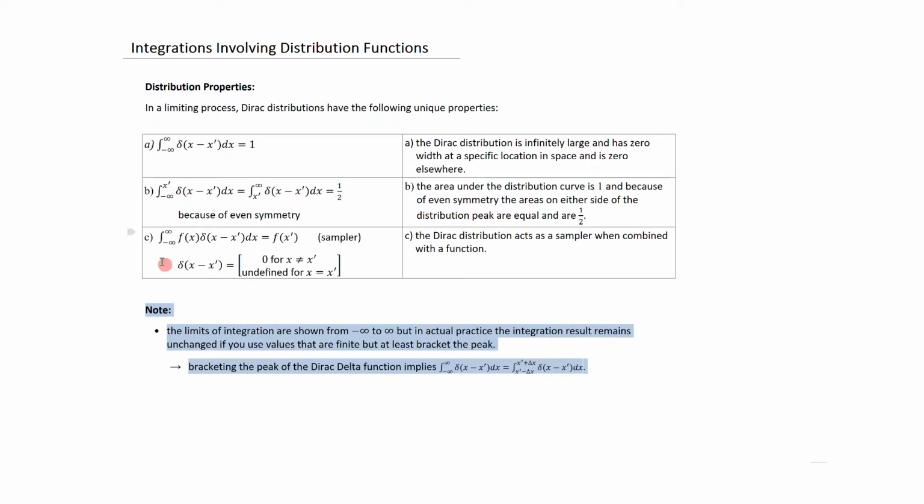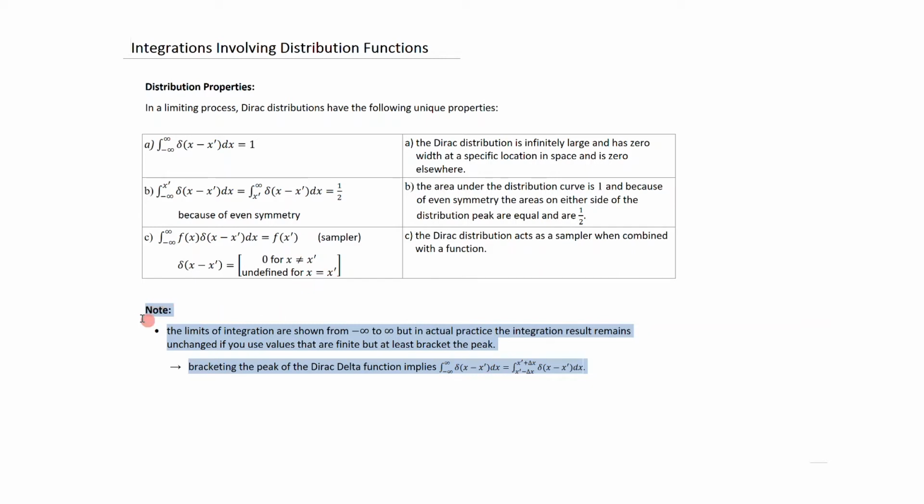All right. Thirdly, if we were to take some arbitrary function and multiply by a Dirac delta function with argument x minus x prime and integrate from minus infinity to infinity, this thing we call a sampler. What it does is it picks off the value of the function at x equals x prime. So we end up with f of x prime. Again, if we look at the definition of delta x minus x prime, it will be 0 for x not equal to x prime and undefined for x equals x prime.